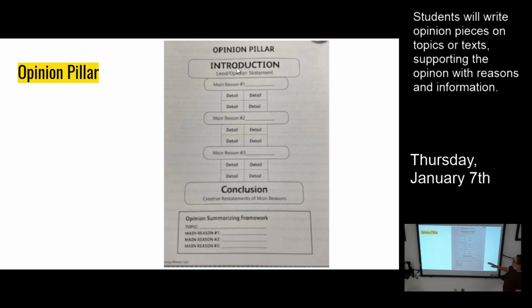Here are the parts of your opinion essay. This is called the opinion pillar, and it shows the introduction at top, which includes the lead or opinion statement, main reason 1 with 4 details, main reason 2 with 4 details, main reason 3 with 4 details, and then your conclusion, which is going to be creative restatements of these main ideas, these main reasons.